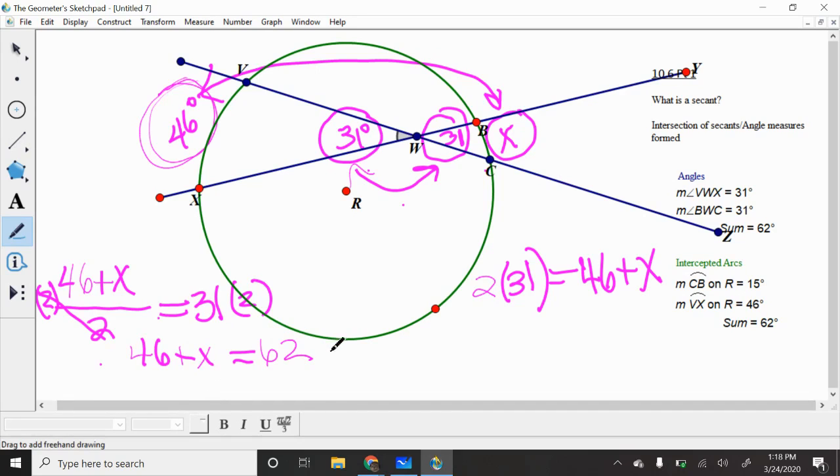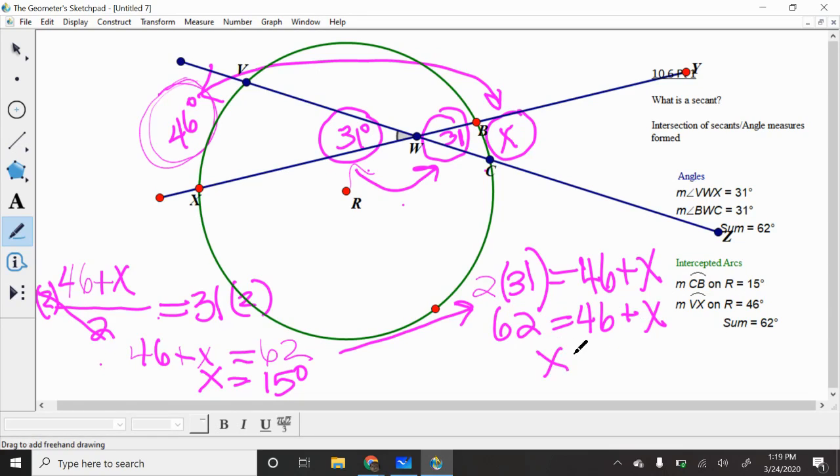And notice I kind of have the same equation that's here. So subtract 46 from each side, x is equal to 15 degrees. If I'm over here, I'm going to get 62 equals 46 plus x, and notice I'm basically doing the same thing. X equals 15.